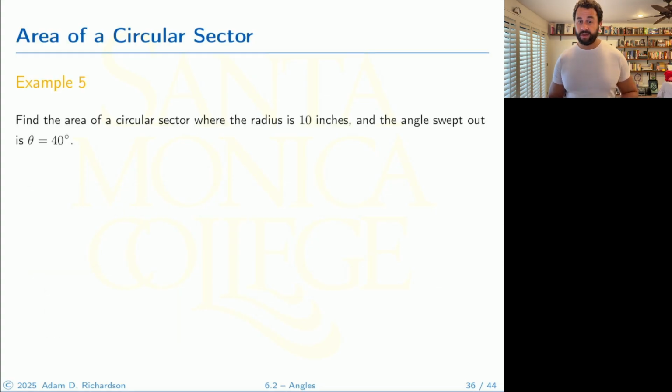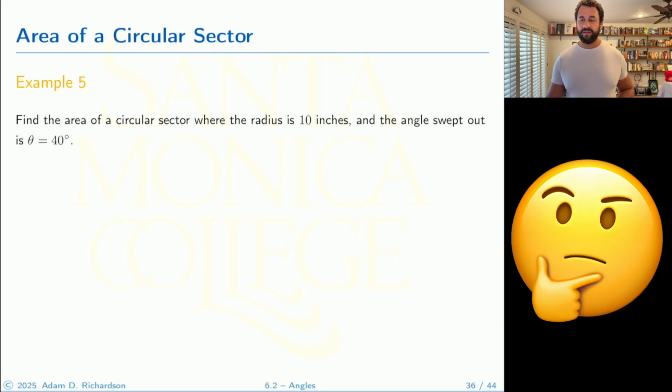Okay, you try it. I want you to practice this one on your own. Find the area of a circular sector if the radius is 10 inches and the angle swept out is 40 degrees. All right? So think about it for a minute.